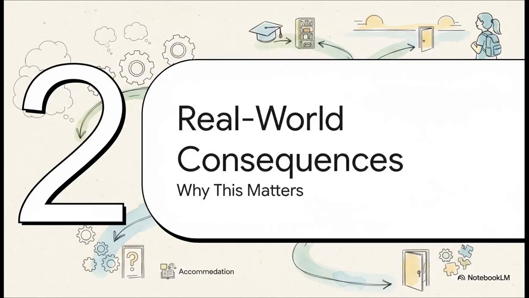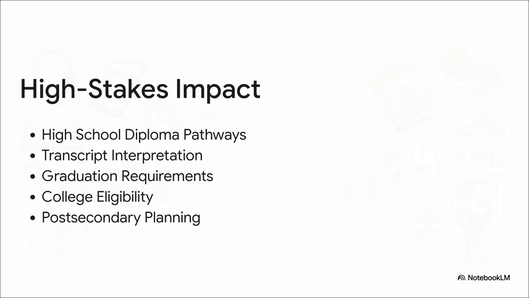So we've got the definitions, but why do we care so much? Why is this so critical? Well, because choosing between an accommodation and a modification, that's not just some small detail in a meeting. It has massive, long-term consequences for a student's entire future. I mean, especially when you get to high school, this choice affects pretty much everything. We're talking about the type of diploma a student can earn, how colleges are going to read their transcript, and whether they're even eligible to apply to certain schools. The stakes are just incredibly high.